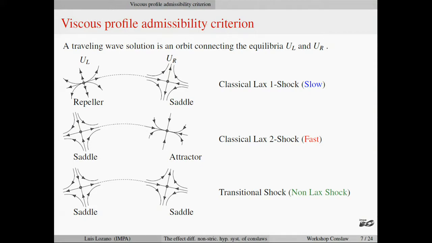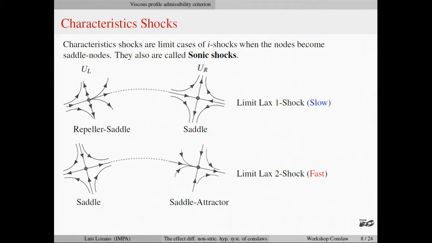If you have a connection between a repeller and a saddle, you have a slow shock. Between a saddle and an attractor is a classical Lax shock, a fast shock. Between saddle-saddle connections is a transitional shock, which is not classical, not a Lax shock. We also consider sonic shocks, which are limits of Lax shocks.